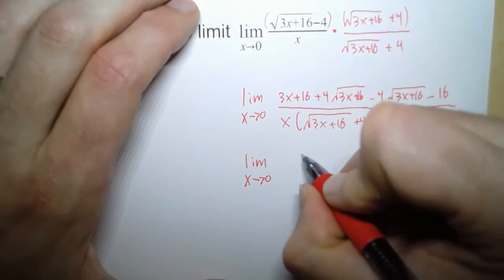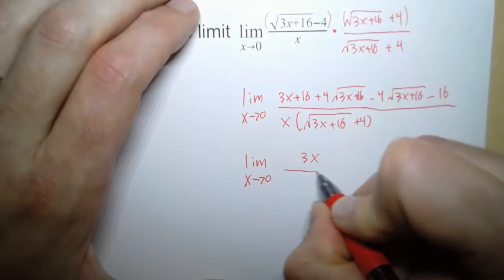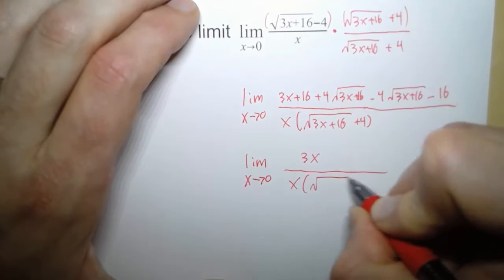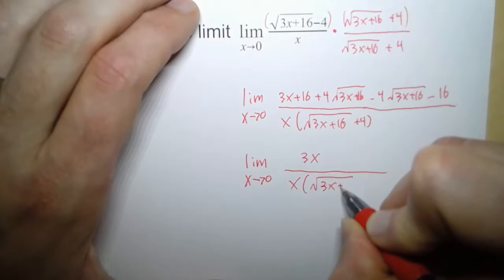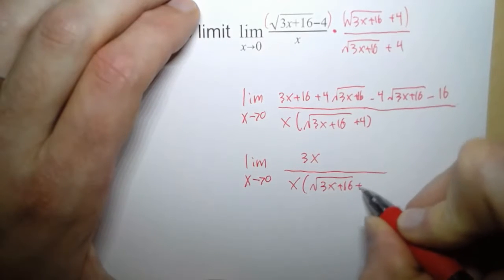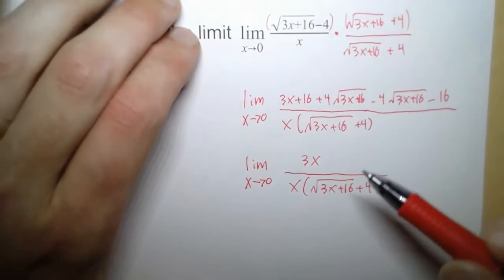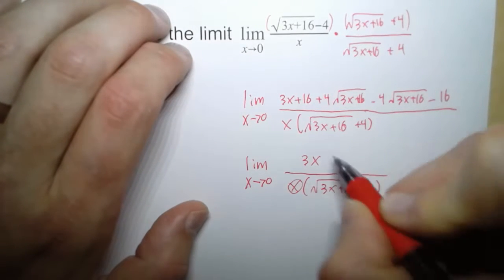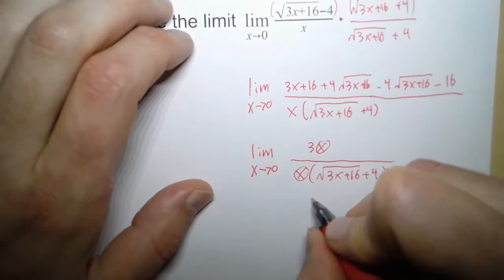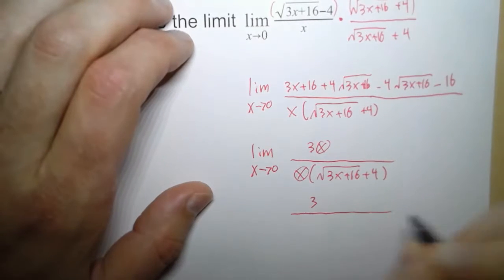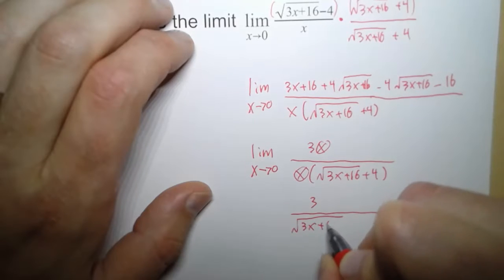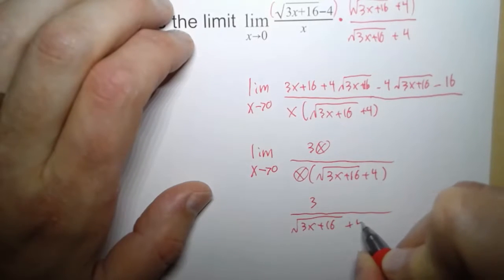So limit as x approaches 0. On the top, we're going to be left with 3x. And on the bottom, we have x, and then we have the quantity we multiplied in, radical 3x plus 16 plus 4. So now, the one thing we can cancel away is our x's. They can be gone. So we have 3 over radical 3x plus 16 plus 4.